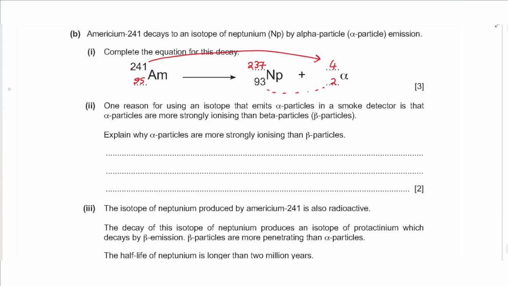Part I says one reason for using an isotope that emits alpha particles in a smoke detector is that alpha particles are more strongly ionizing than beta particles. Explain why alpha particles are more strongly ionizing than beta particles. They have greater charge and mass, which gives them more energy, by the way. So instead of mass, we can say energy.